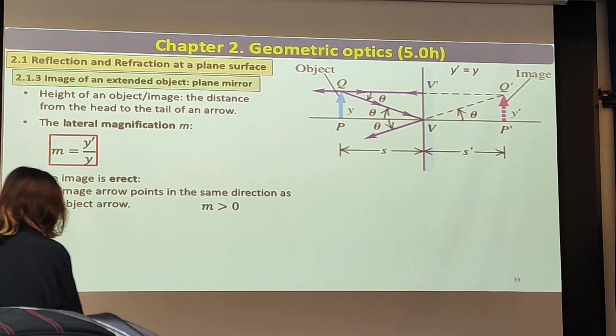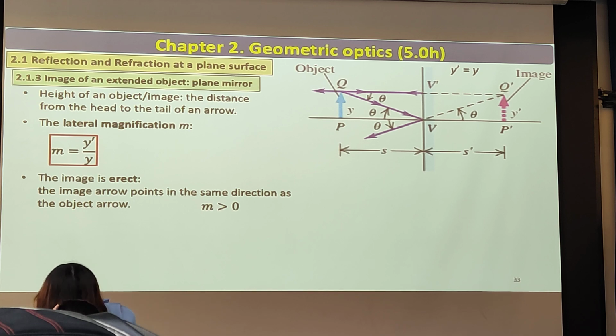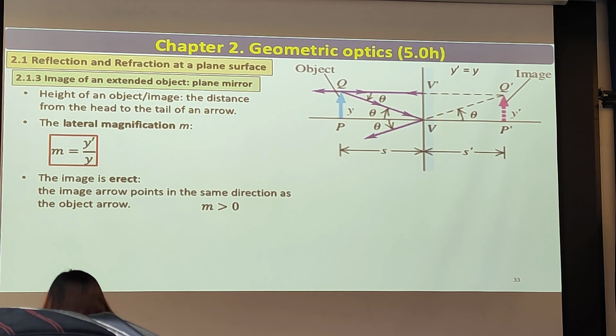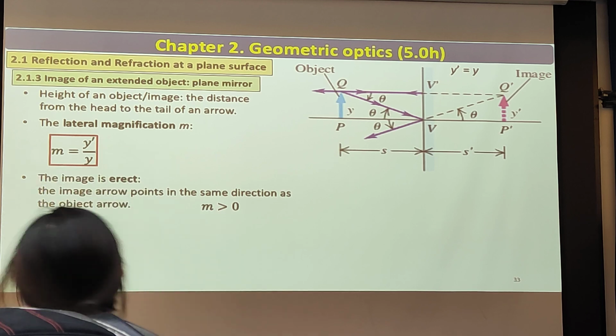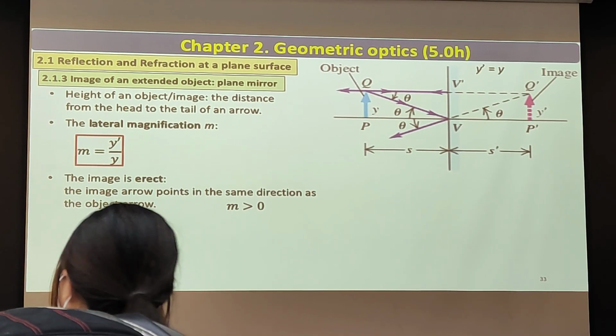I emphasize again and again that you should keep in mind the sign rule, like when the object position is positive, when it is negative, also for the image position, so object position, image position, and also the radius of curvature. So that's what we relate to the sign rules.